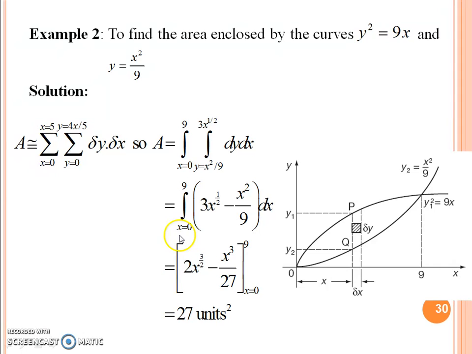dx. We solve the inner integral first and get its answer as 3x raised to power half minus x square by 9, and then we solve the next integral. After solving this integral, we get the final answer as 27 units square.